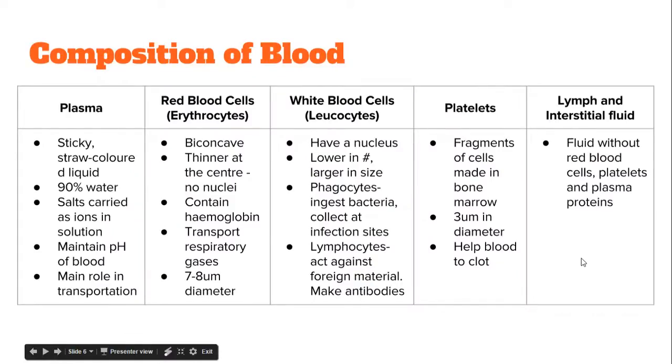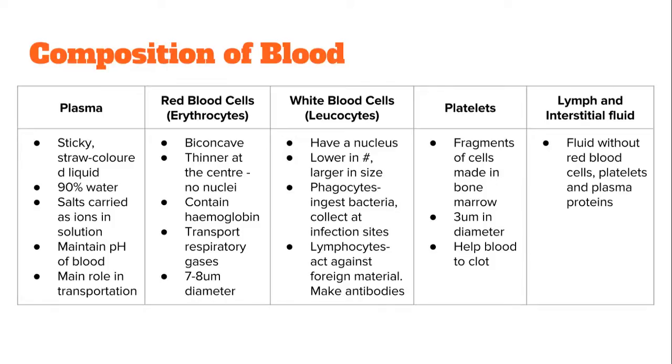So we talked just a bit previously about the composition of our blood, but we look at our blood as containing 5 main components. We've got our plasma, which is a sticky, straw-coloured liquid, majority water, and that helps to carry our salts in solution around our body. It helps to maintain the pH of our blood, but mainly this is helping to transport the rest of these cells around our body.